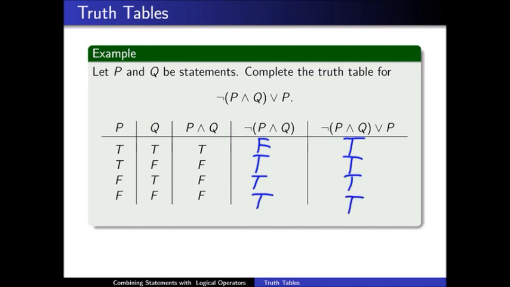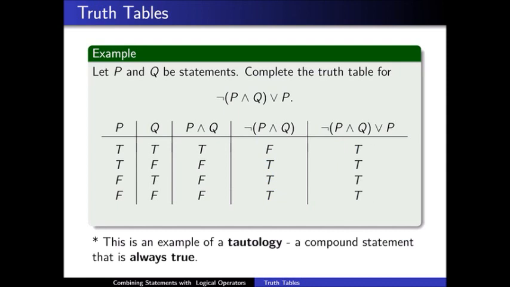Similar to the previous example, we are now getting the same truth value in all possible cases. In this case, we're getting true in all of them. This is an example of something called a tautology. It's a compound statement that is always true.